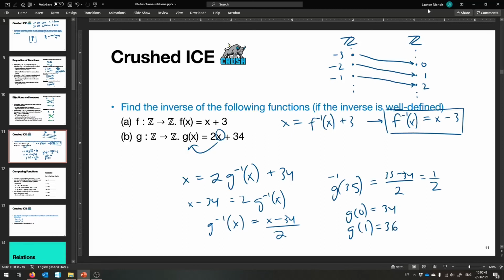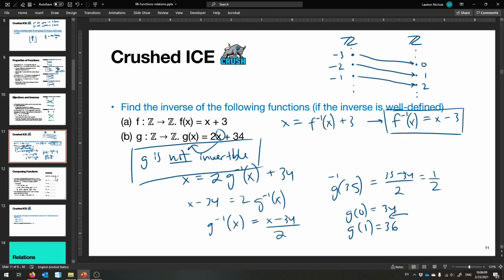Oh, that's 36. We just skipped 35. So we're not hitting everybody. It is not invertible, okay? G is not invertible. Okay, so it's a little bit of a trick. Did you see that? Whee. Okay, so, yeah, that was the inverse.